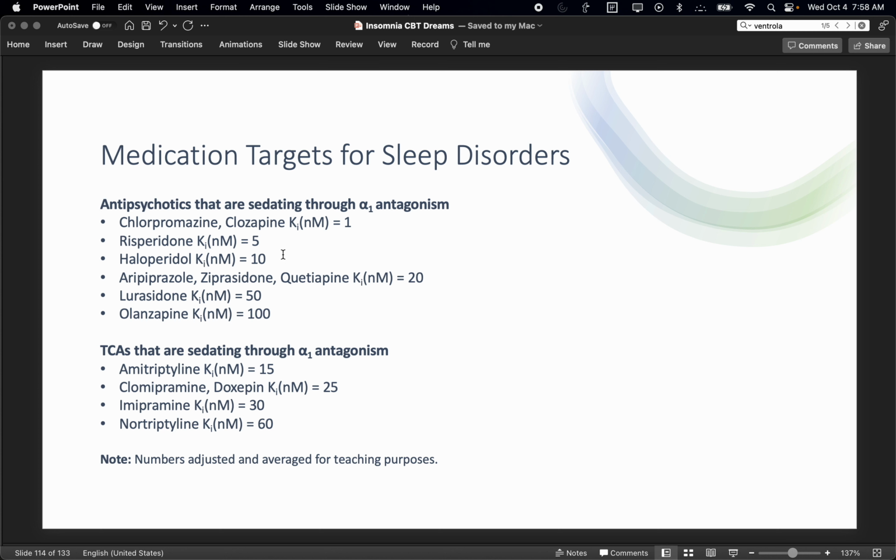TCAs can also be kind of middle of the pack here. So amitriptyline and nortriptyline are particularly sedating TCAs, and this is part of the reasoning.